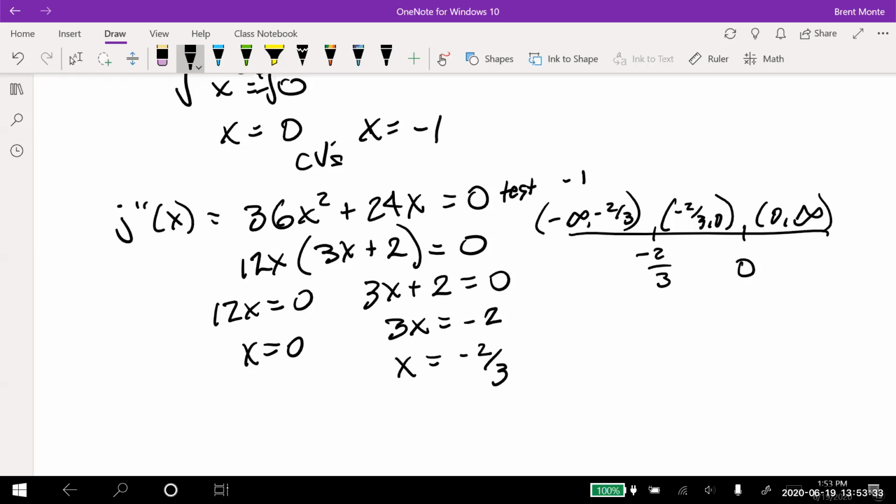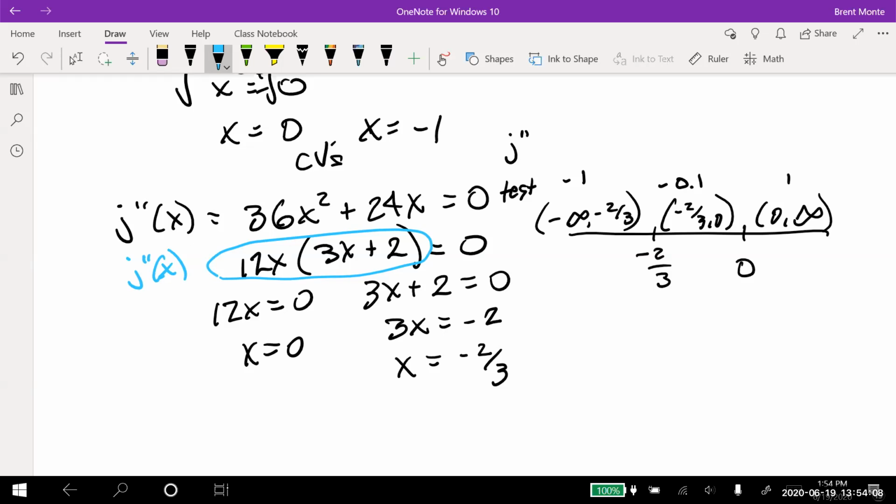So let's go negative 1. Now between negative 2/3 and 0, let's put in negative 0.1. Make it negative, of course, because it's to the left. That'll be an easy thing to check. And then we'll plug in positive 1 over here. Okay, we're plugging them into the second derivative. Now, I'll tell you what I do. I plug them into where I have it factored out. Because remember, that's the second derivative right here. But it's factored because all I care about is the sign.